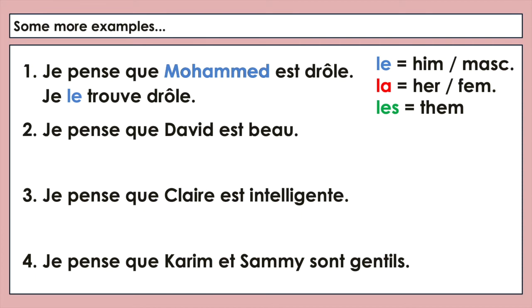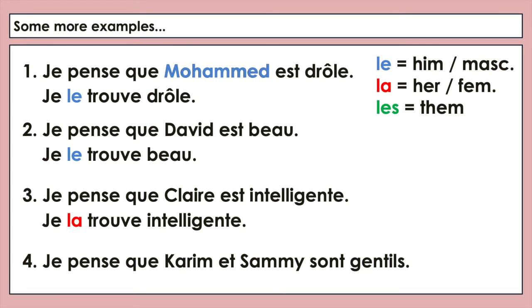So going back to our answers for number 2, je pense que David est beau becomes je le trouve beau. David is masculine, so we're using the him word, the masculine word, and we're putting it before the verb, je le trouve beau. For number 3, je pense que Claire est intelligente. Claire is feminine, we need the her word, so it's je la trouve intelligente.